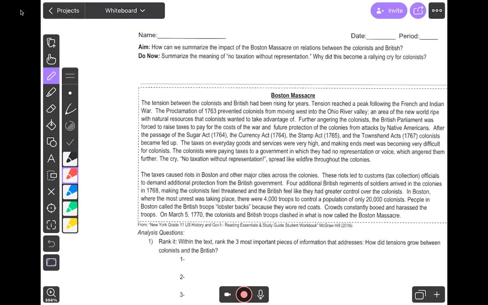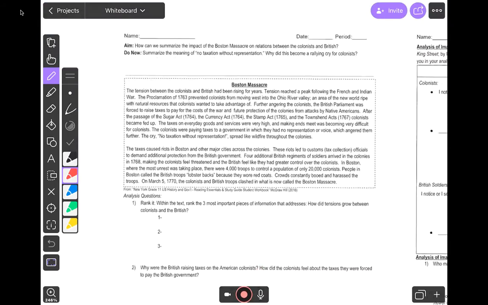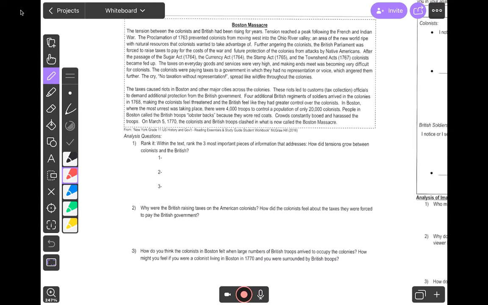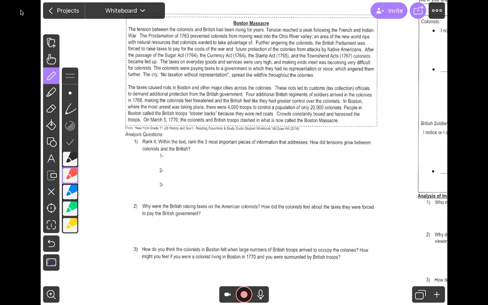Okay, so now we're looking at the actual handout to get us going today. And you'll see that we're going to be using a secondary reading to help us understand what is going on with the Boston Massacre. As we always want to do, we want to look down at the questions first, and we'll see that the first question is another one of these activities where you're ranking information in the text.